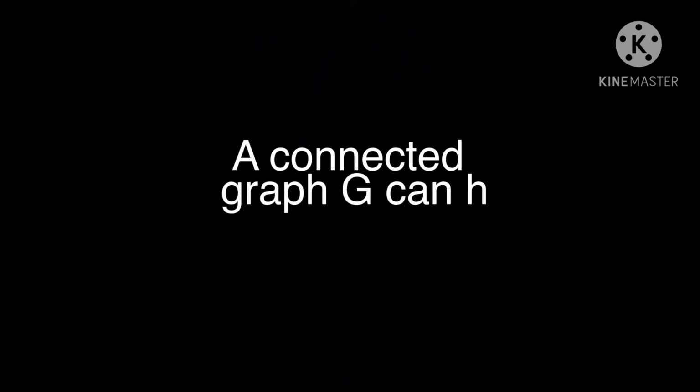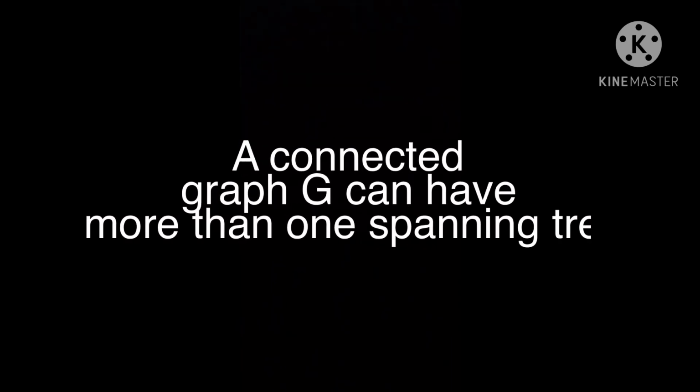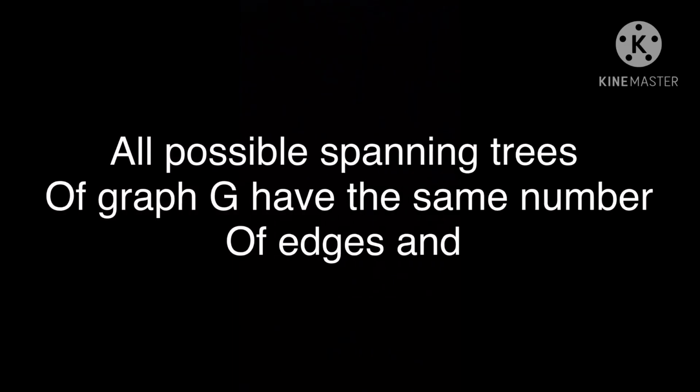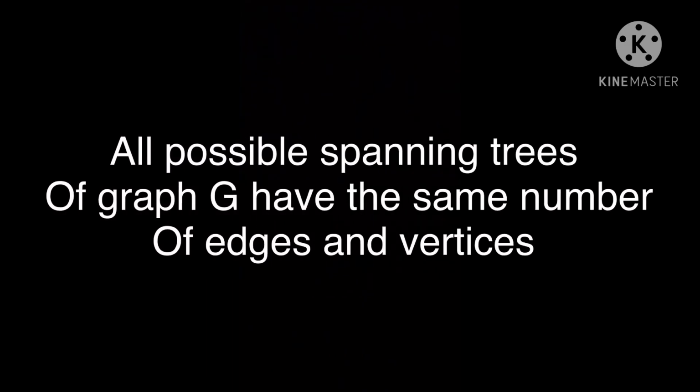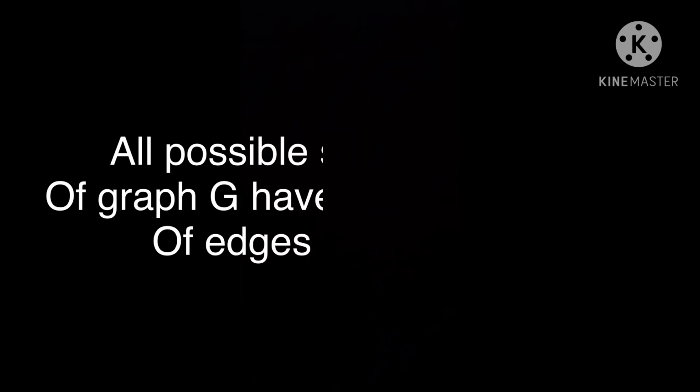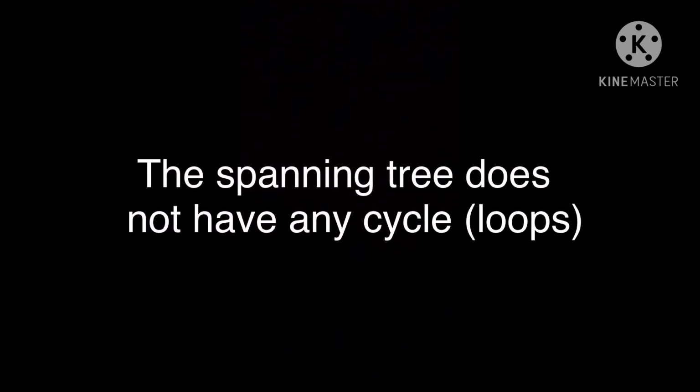Today I will discuss the general properties of spanning tree. We now understand that one graph can have more than one spanning tree. Following are a few properties of spanning tree connected to graph G. A connected graph G can have more than one spanning tree. All possible spanning trees of graph G have the same number of edges and vertices. The spanning tree does not have any cycle or loops.